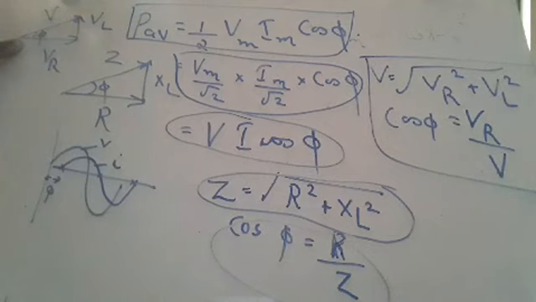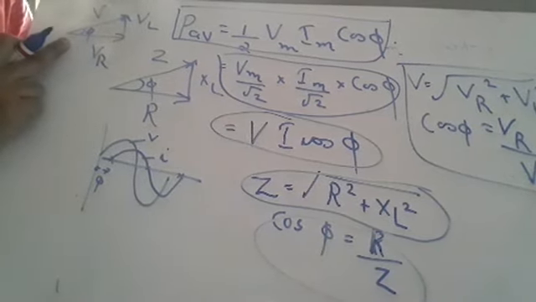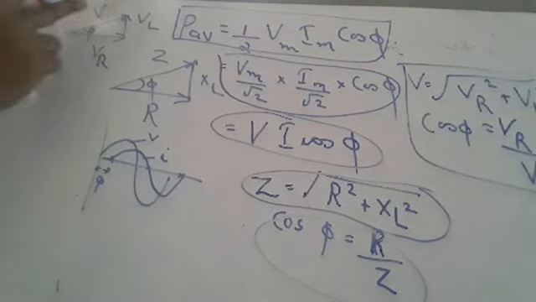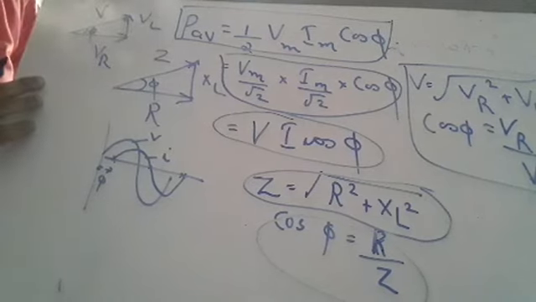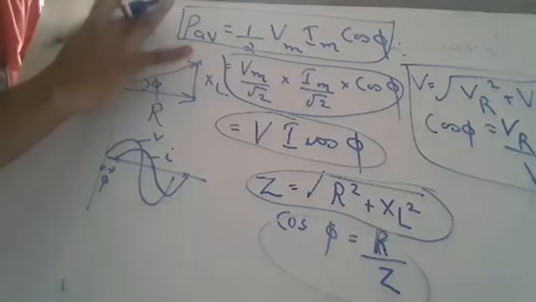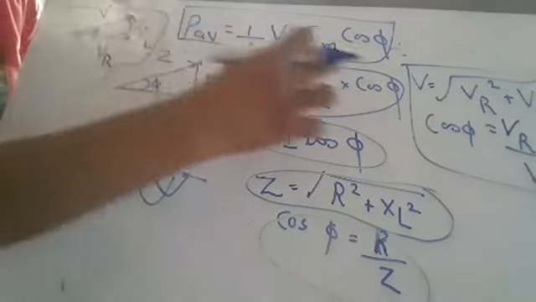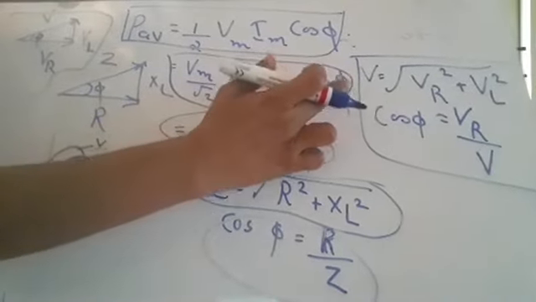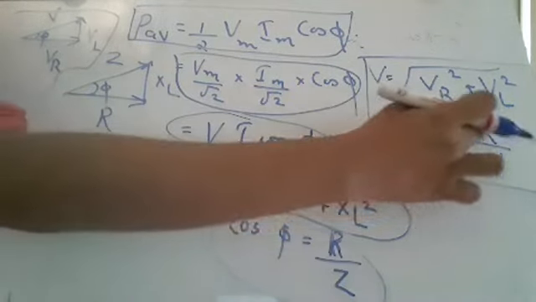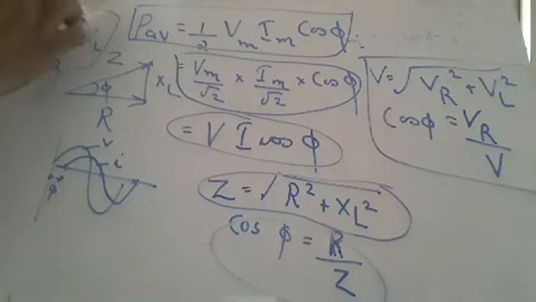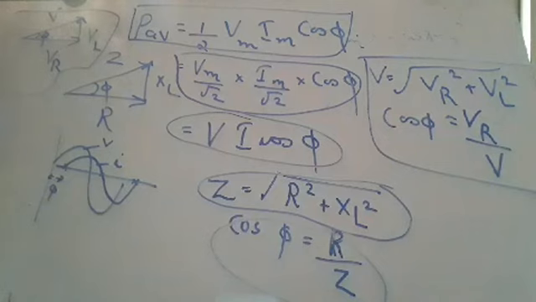From the voltage triangle also we can get the equation for cos phi. Hypotenuse is the voltage, base is VR, altitude is VL, the voltage across the inductance. So V, the total voltage, is the root of VR square plus VL square. Cos phi is VR by V, adjacent side by hypotenuse, the ratio of the voltage across the resistance to the total applied voltage.